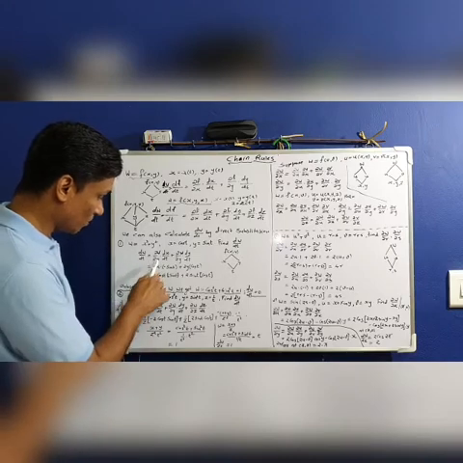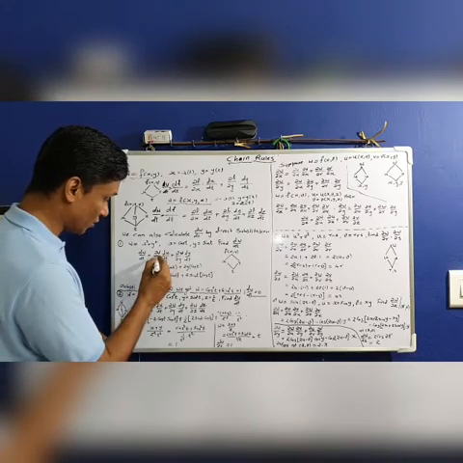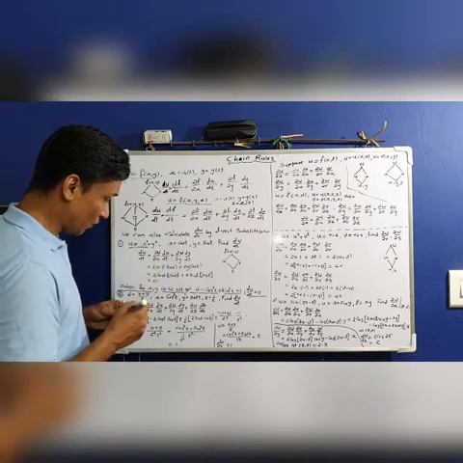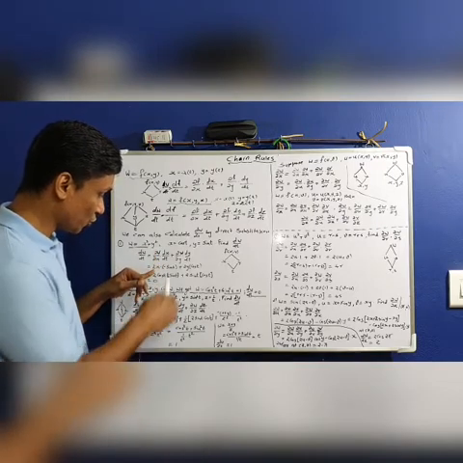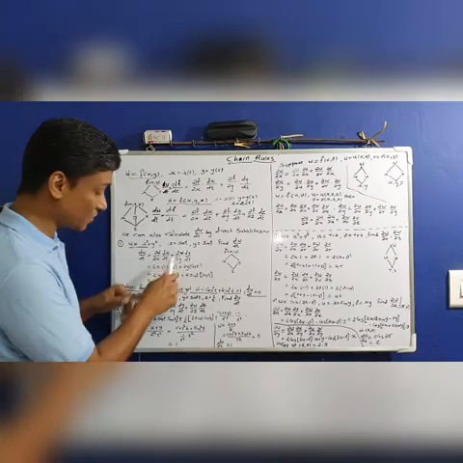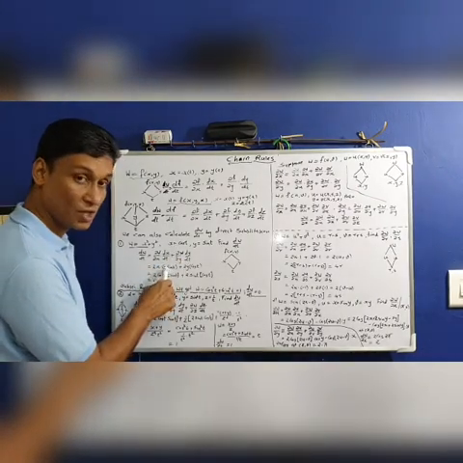So what is ∂w/∂x? ∂w/∂x means the differential of this. This is our w. ∂w/∂x is 2x, into dx/dt. dx/dt, x is cos t, so dx/dt is equal to minus sin t.